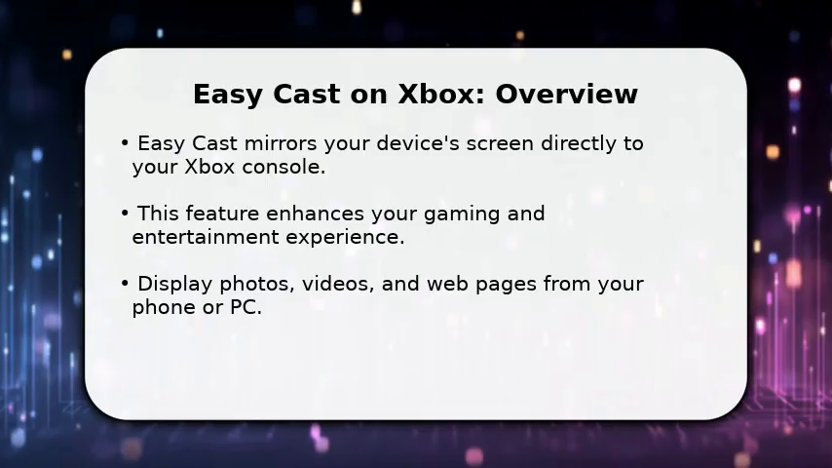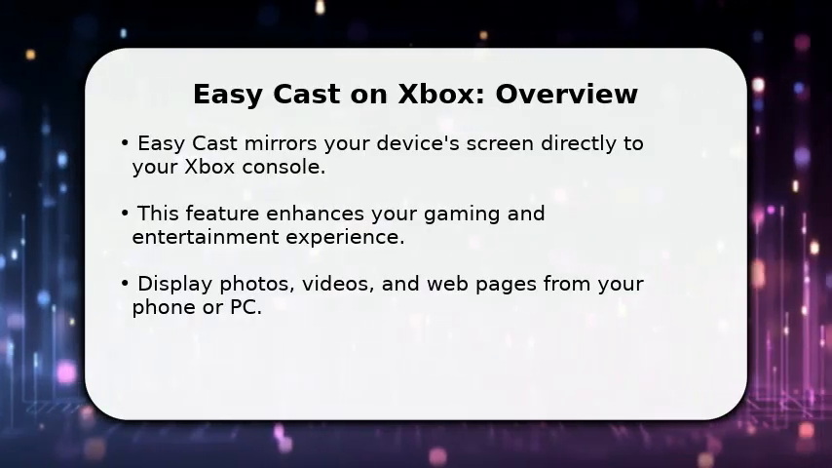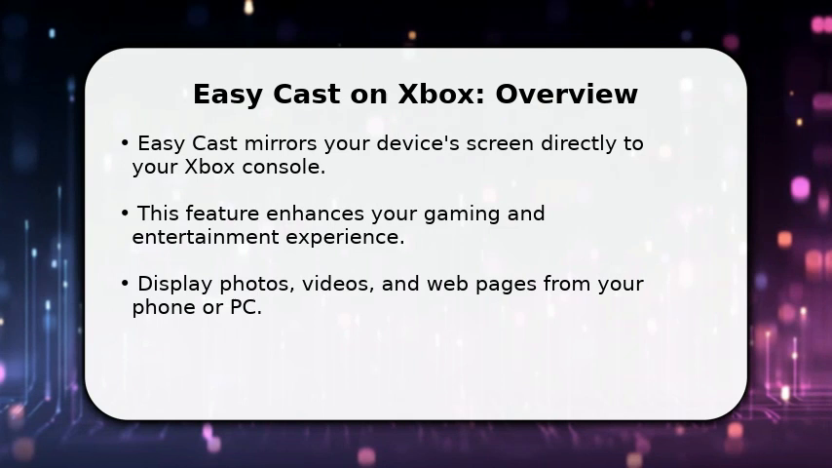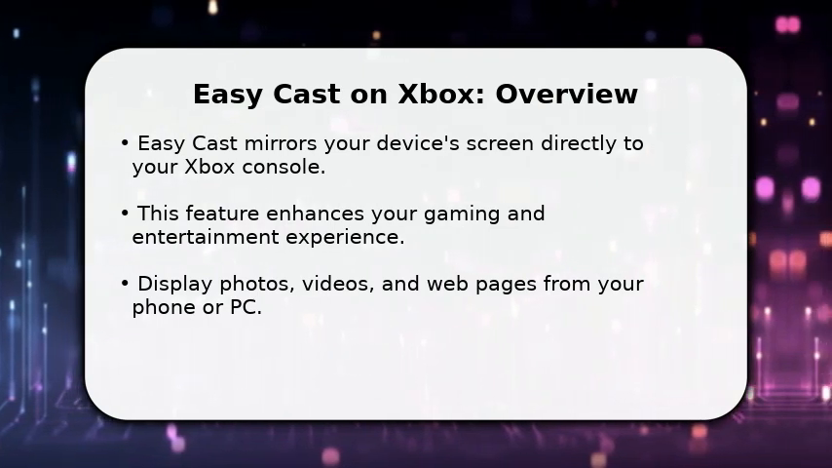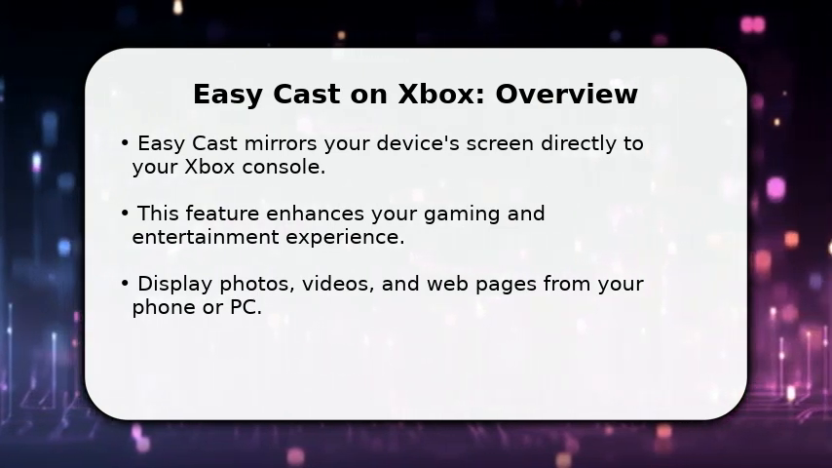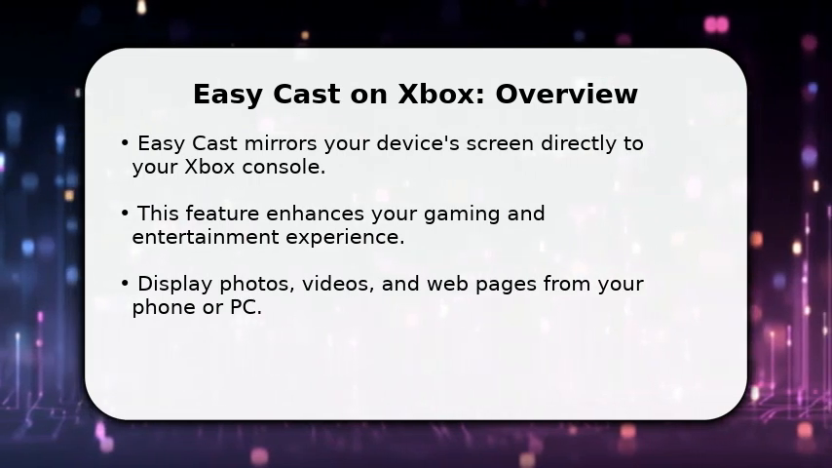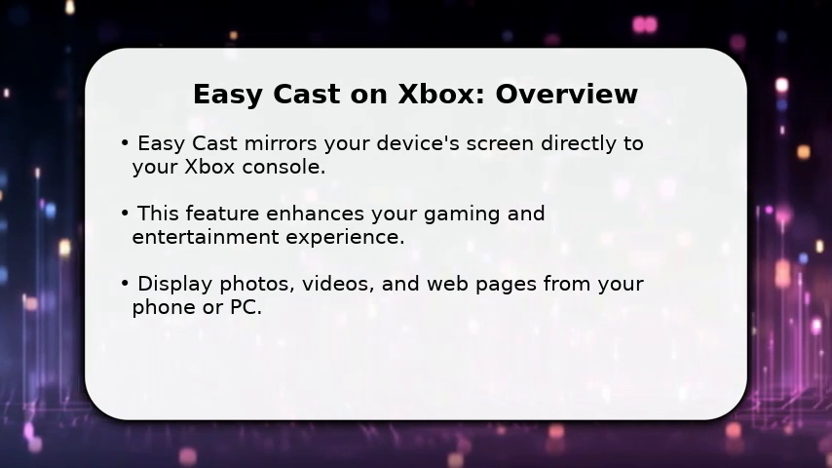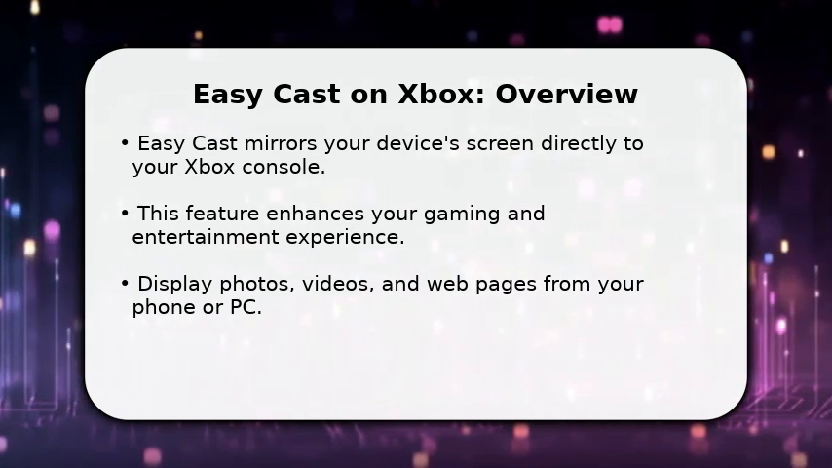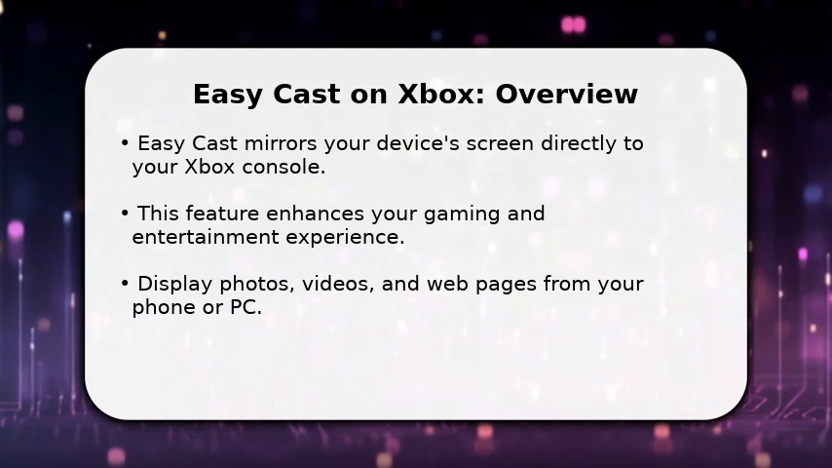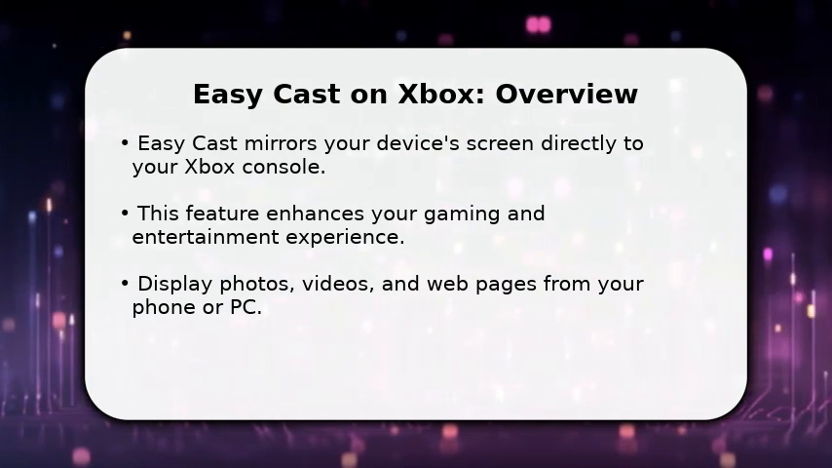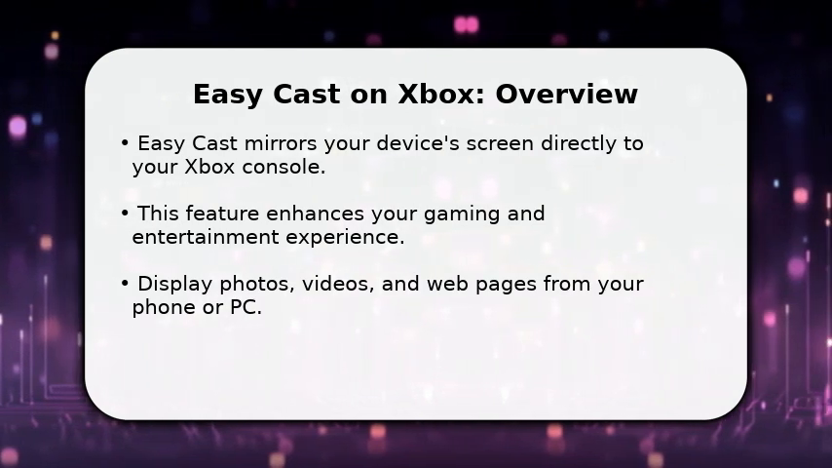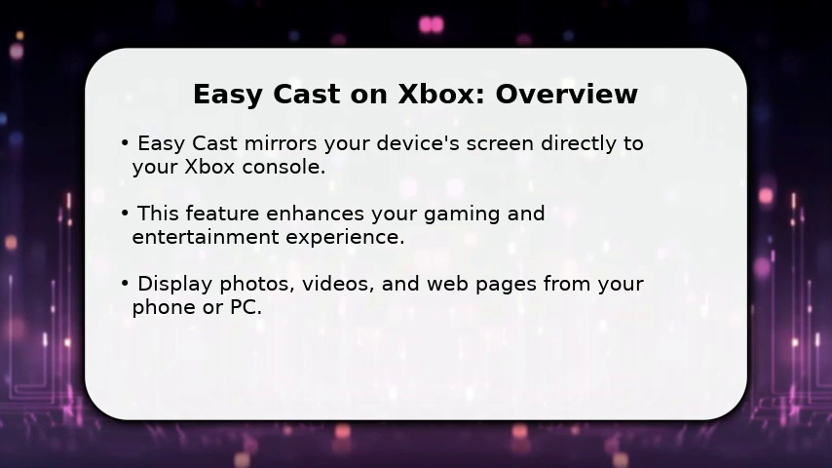Enjoy the video. In this video, I will explain how to use EasyCast on Xbox. First, understand that EasyCast allows you to mirror your phone or computer screen directly onto your Xbox console, transforming your television into a larger display for various content. This feature significantly enhances your entertainment experience, letting you share photos, videos, and even web pages with ease. Remember, both your casting device and Xbox must be connected to the same Wi-Fi network for this to work seamlessly.